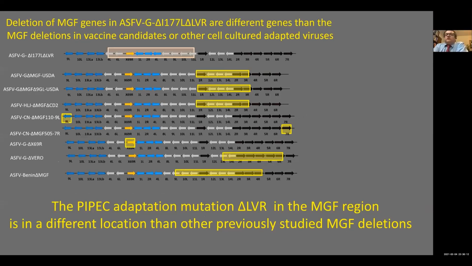So here I just want to show that the deletion of MGF genes in our delta I177L, delta LVR are different genes than the MGF deletions in vaccine candidates or other cell culture adapted viruses. The PIPEC adaptation mutation is different. It's to the left, and you can see here all of the other MGF deletions are to the right of this deletion.